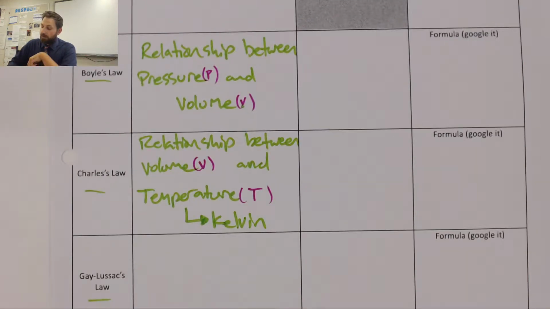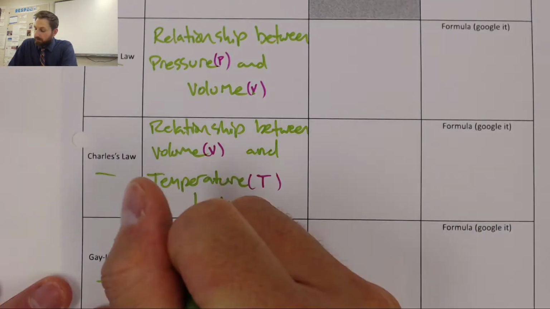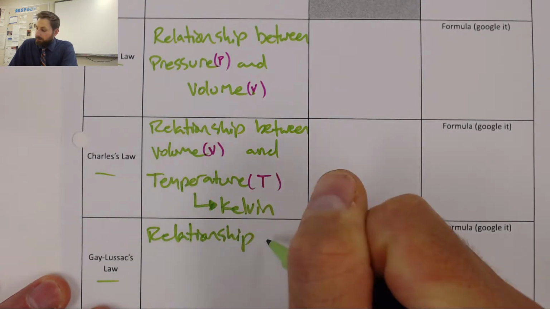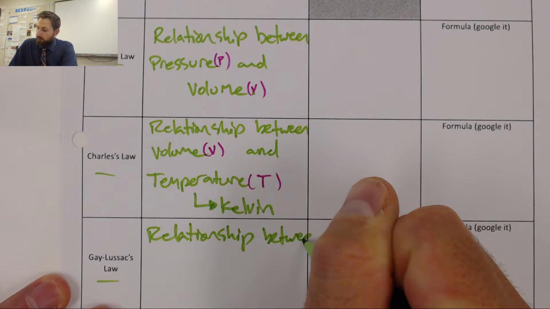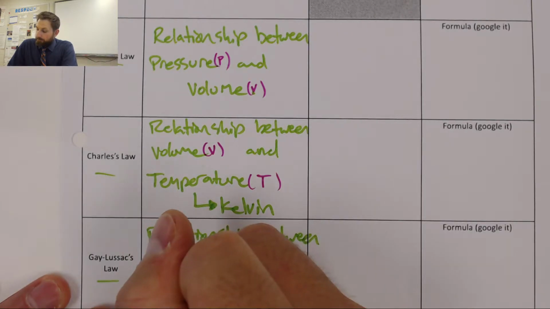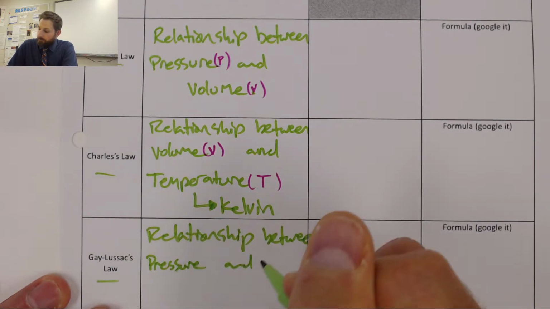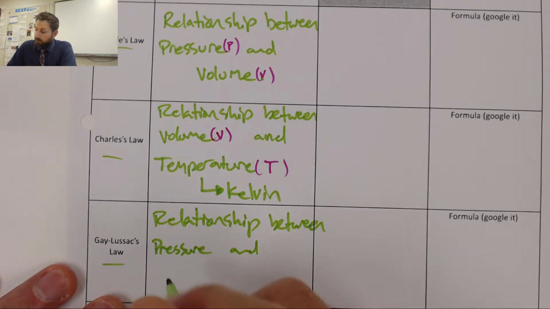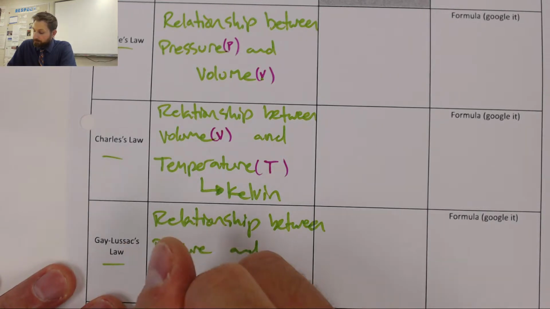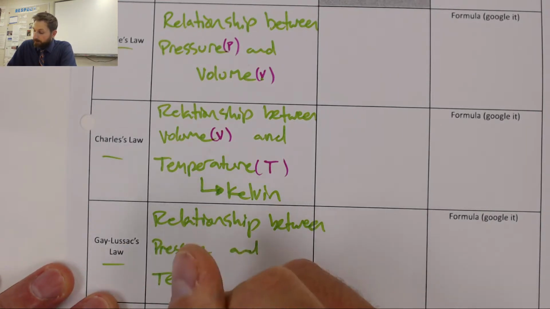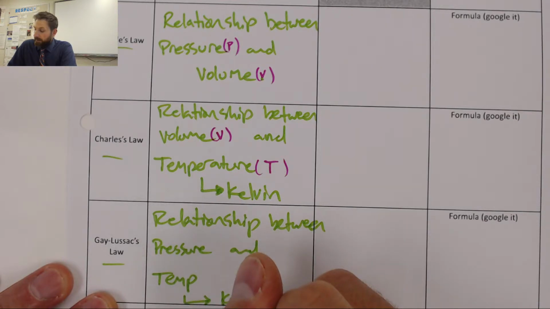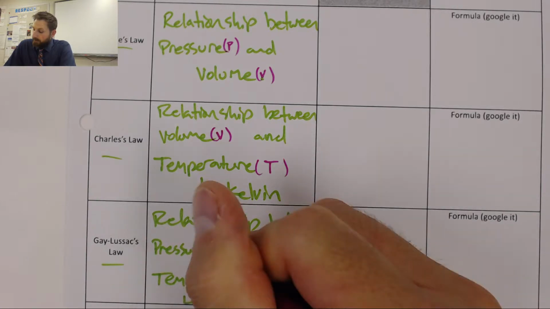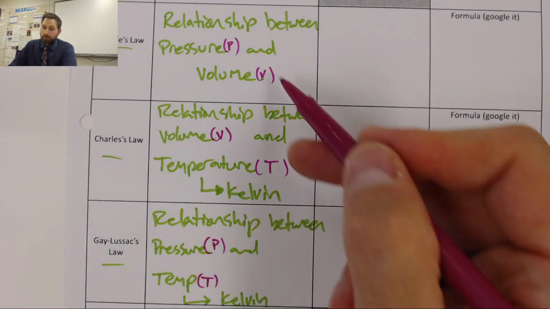And then the final one, Gay-Lussac's law. Gay-Lussac's, we are looking at the relationship between pressure and, what do you think? Pressure and temperature. And again, we need to be in Kelvin when that happens. Again, T and P. All right, so we have these three units, P, V, and T.